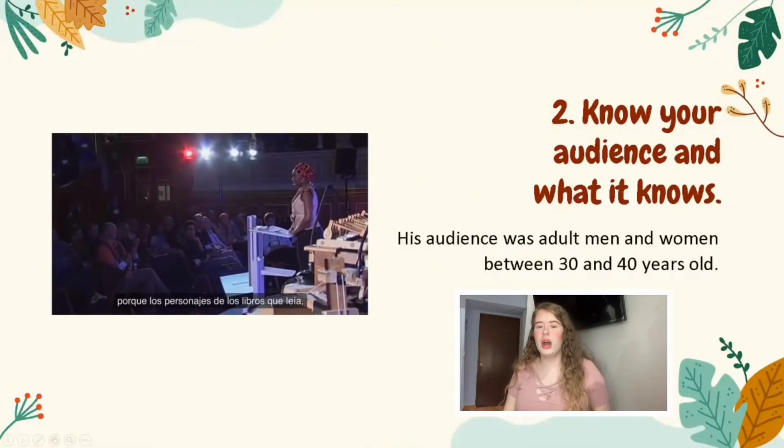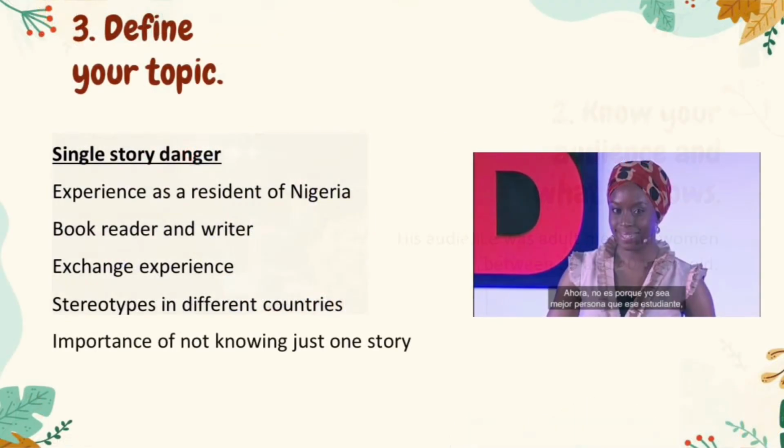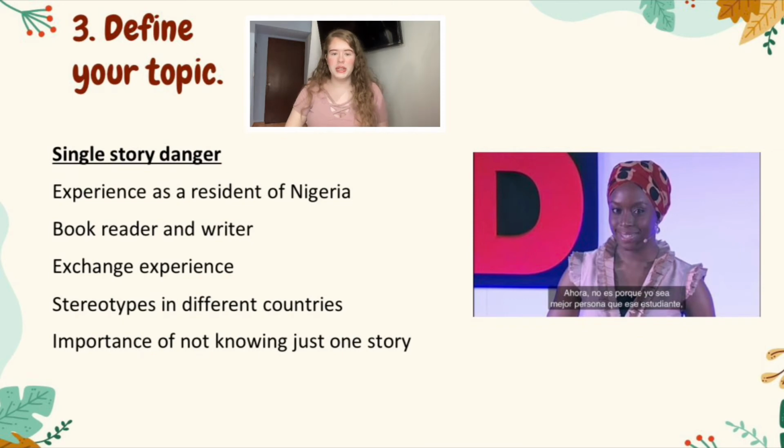Second, know your audience and what it knows. Her audience were adults, most of them American, and the most characteristic thing in common was their interest in learning about other cultures. Third, define the topic. In this presentation, from the beginning, the main point was stated, the topic is the danger of a single story, and it also had a structure and order of what was being said after that.